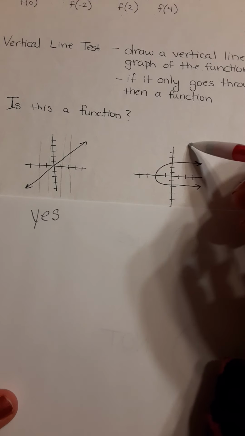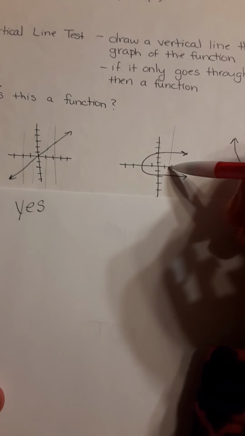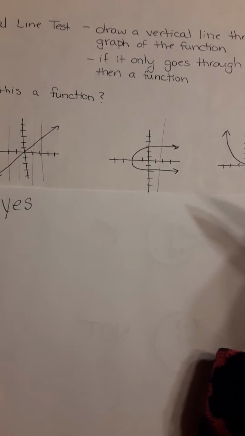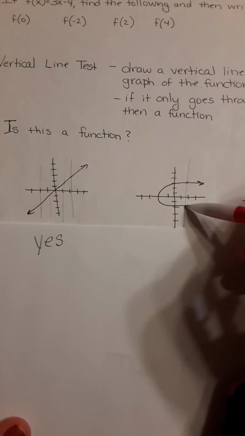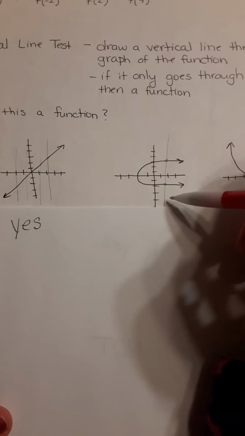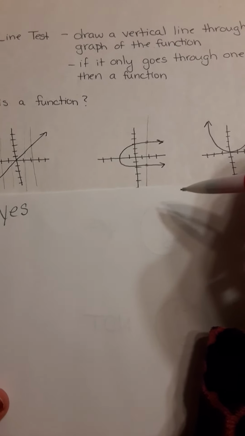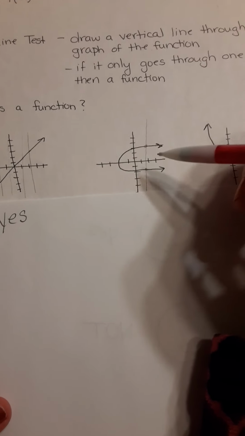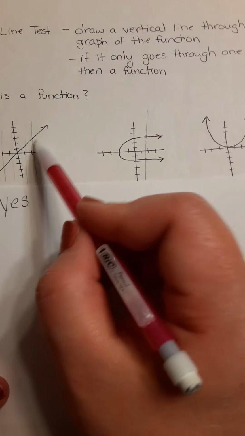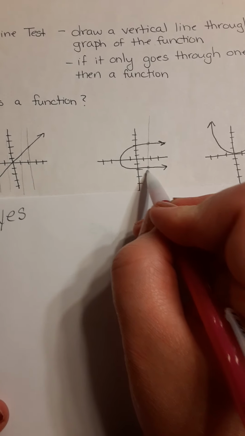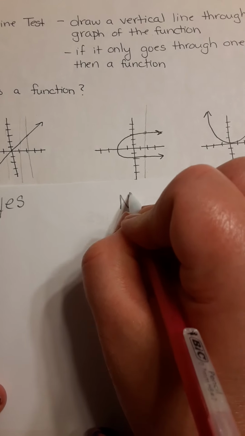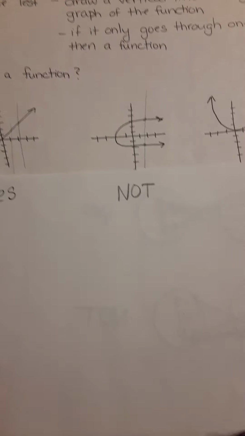Now check this one over here. Okay, if I were to draw a vertical line through any point here, how many times does this vertical line touch my graph? It touches it in two spots here. This makes it not a function. For it to be a function with a vertical line, remember, it can only touch my graph in one spot. So this one touches it in two spots. So this is not a function.